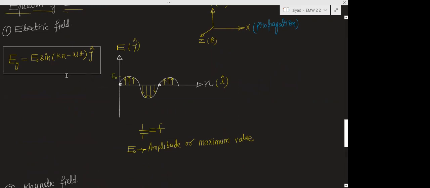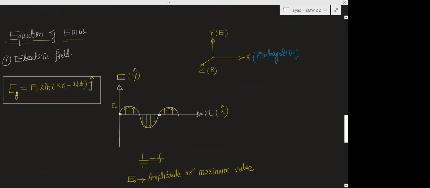So basically, if you will write the equation of the electromagnetic wave or equation of the electric field, it is given by E is equal to E naught sine kx minus omega t into j cap. Why j cap? Because electric field is along the y direction. Now we can just modify it. If it's in negative y direction, it will be minus j cap.